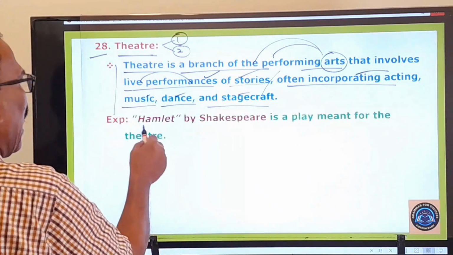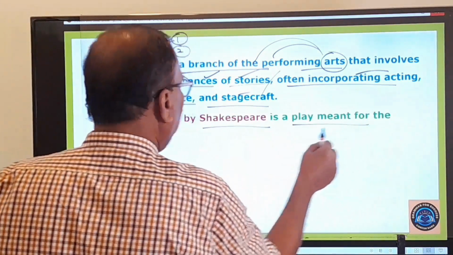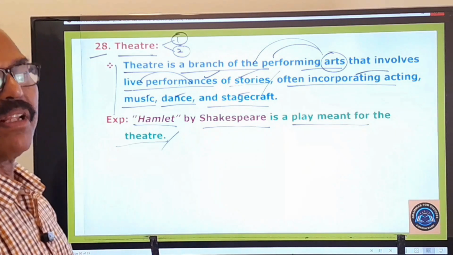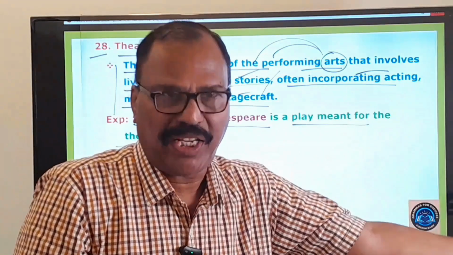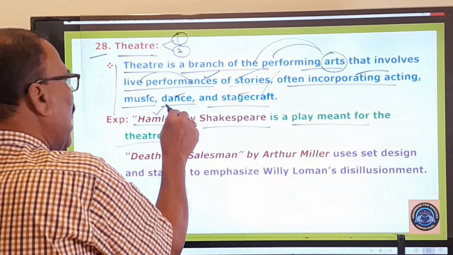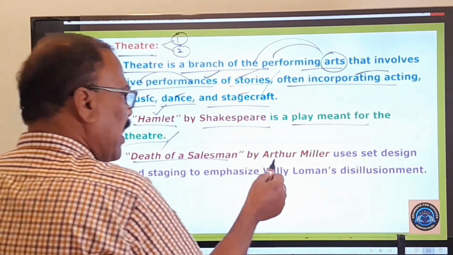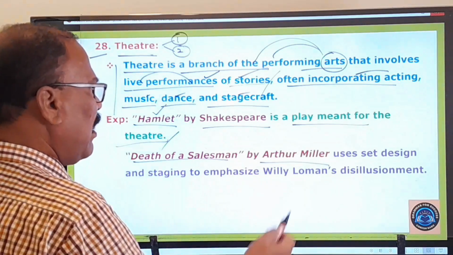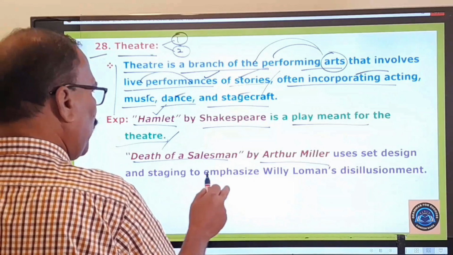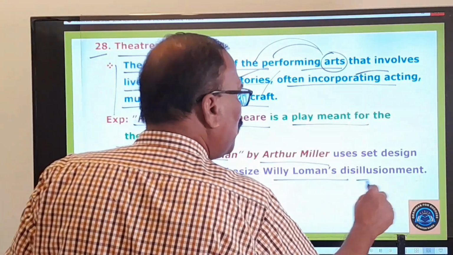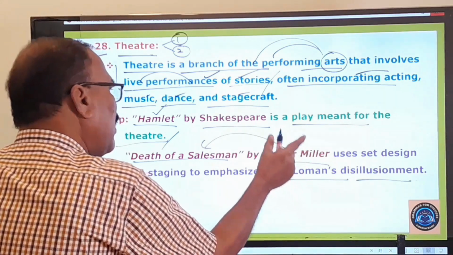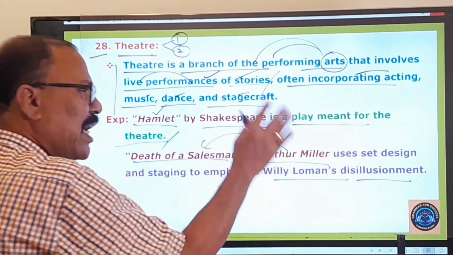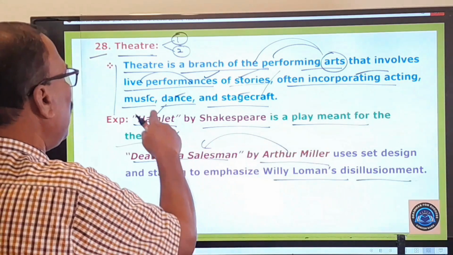And here Hamlet by Shakespeare is a play meant for the theatre. So it is meant for live action on the stage. It is not meant for reading, but it is meant for performing on the stage. Second example, just like this Hamlet, Death of a Salesman is there. It is written by Arthur Miller, and in this, set design and staging emphasize Willy Loman's disillusionment. Disillusionment means a feeling of disappointment. This Arthur Miller writes this scene for stage enactment or stage performance.